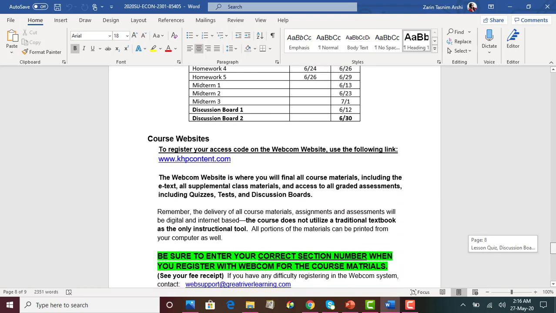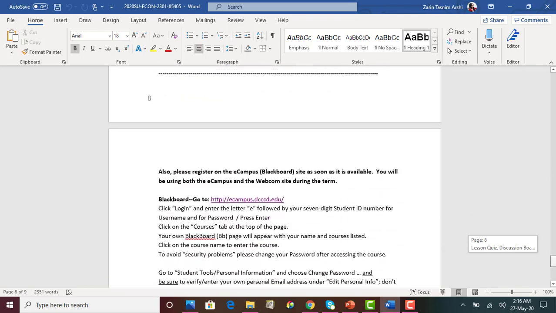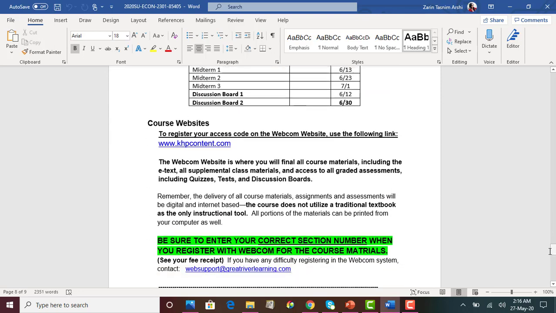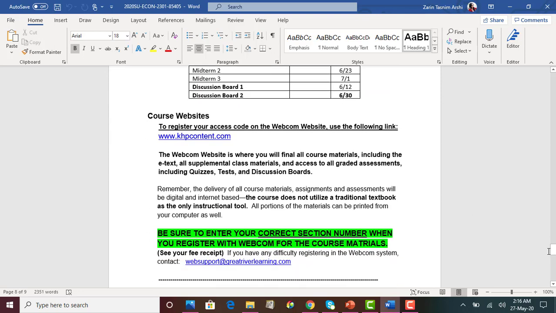Okay, and the very last page where it says course website, this page basically gives you instruction on how to access the book online. Basically they give you a code, and you provide your correct section number, and that way you can access the book online, which will help you. But again, if you go over my video lectures, my PowerPoint slides, and my homeworks, you should be good for the exams. So that's pretty much it in a nutshell of the syllabus. If you have any questions, feel free to email me.